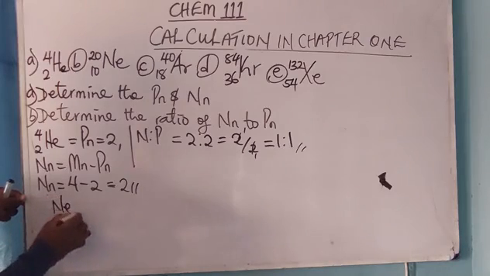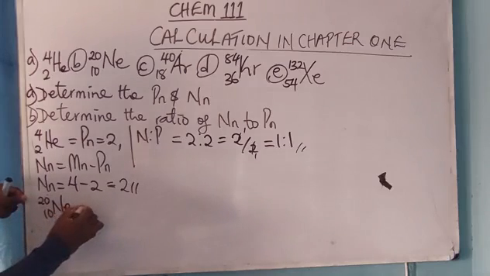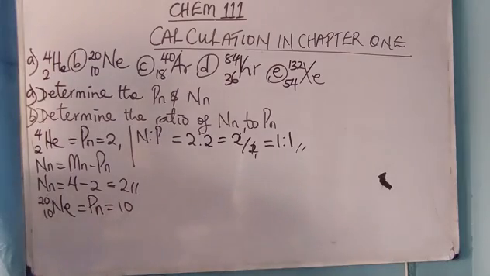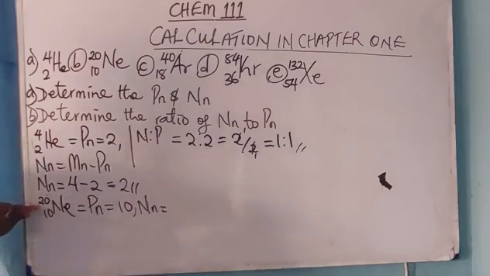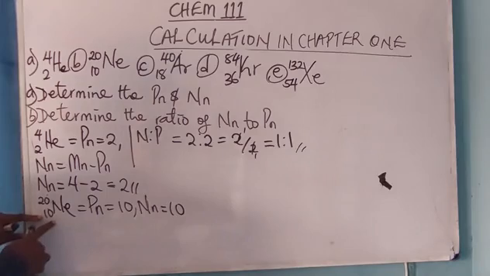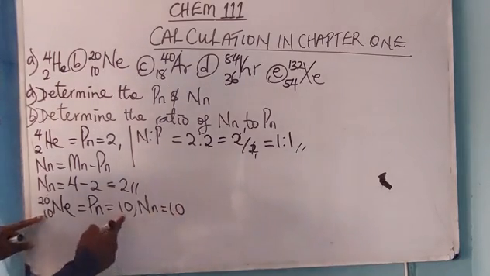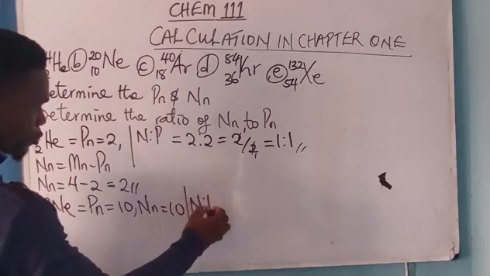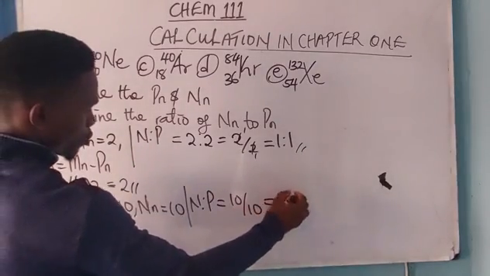Then as for neon, Ne, I have the atomic number as 10, mass number 20. Proton number, of course, is 10. Is that not correct? Then the neutron number becomes 20 minus 10, and that is 10. All right. To now look for the ratio of the neutron number to the proton number, it becomes 10 divided by 10, and this is a ratio of 1 to 1.